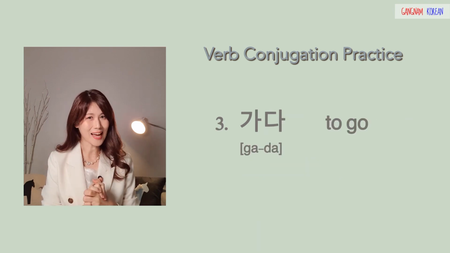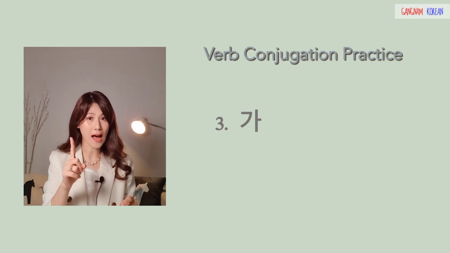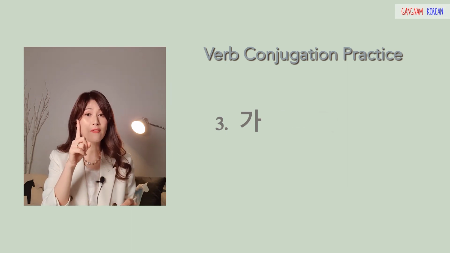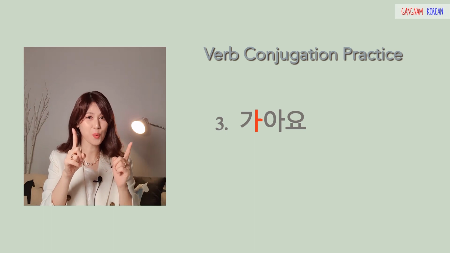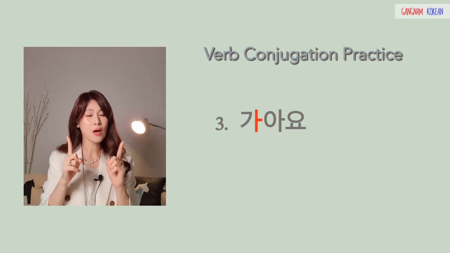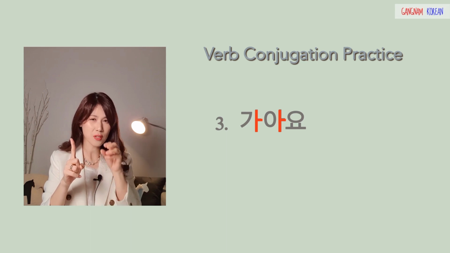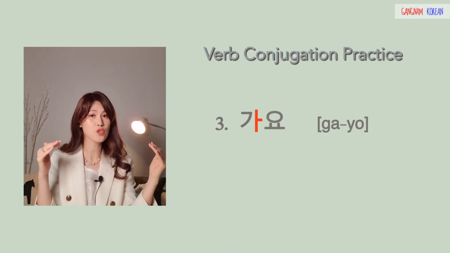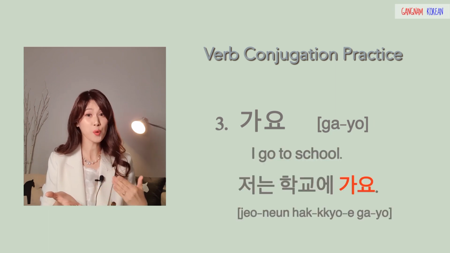Next, 가다. To go. Remove the 다, you have 가. That is the verb stem. And the vowel here is a. So which ending do you need? 아요 or 어요? 아요. 가아요. But here you have 2 same vowels in a row, so the second a is redundant. So you just say 가요. I go to school. 저는 학교에 가요.